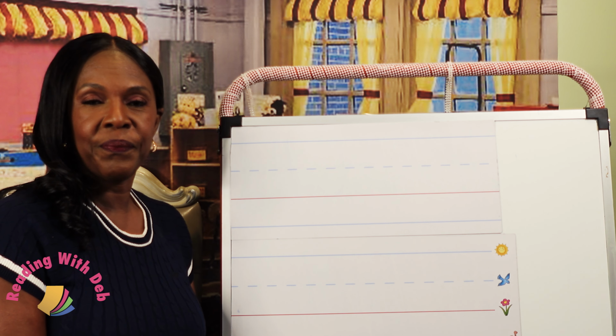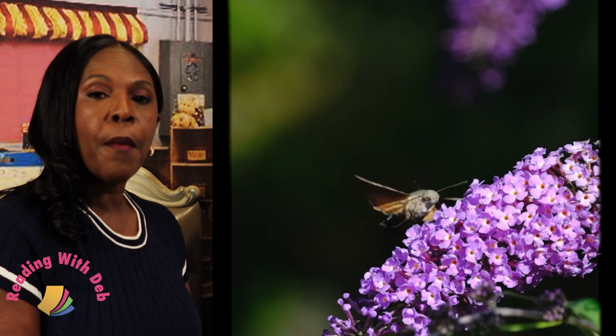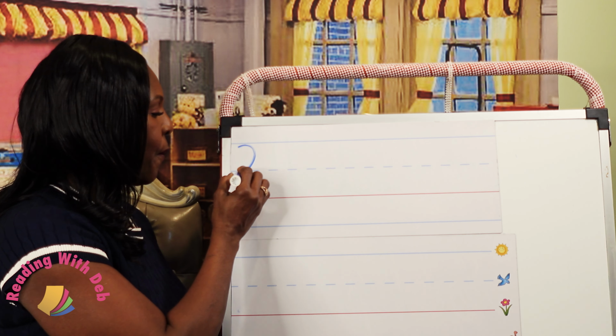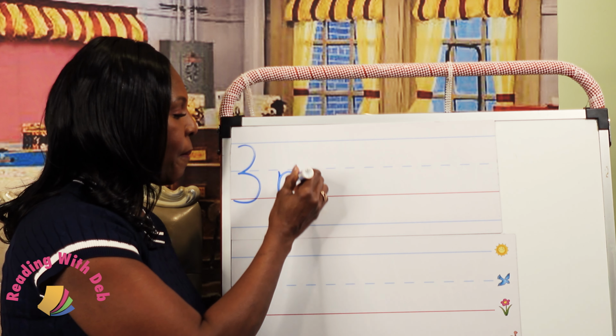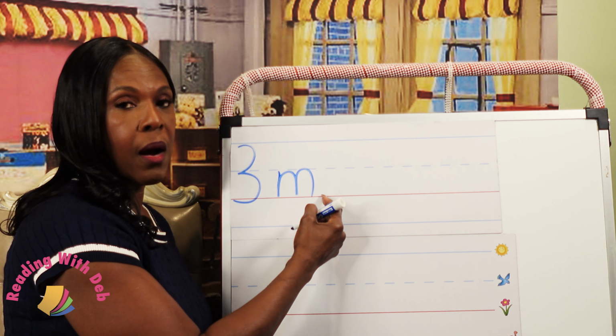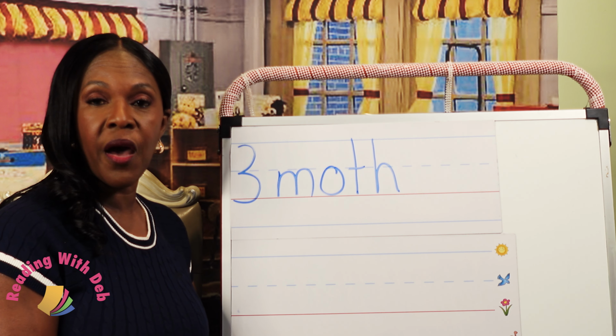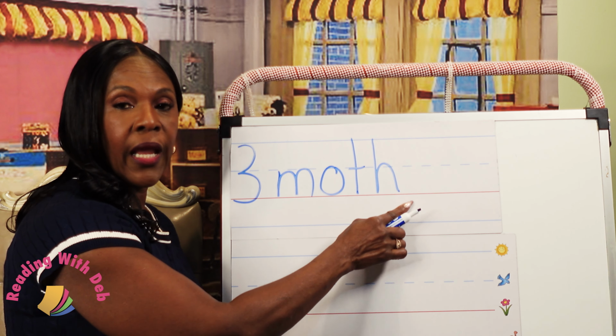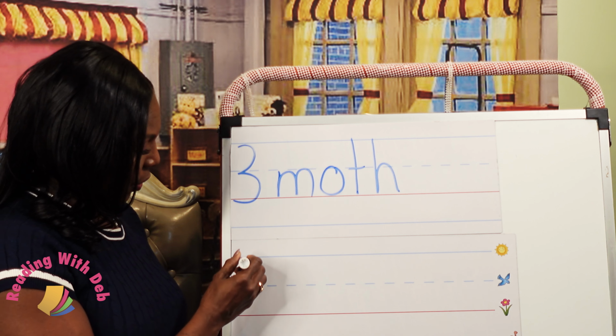Number 3. The word is moth. Moth. The moth flew around in the garden. I hear that's M. O. Moth. TH. How do we spell moth? MOTH. Moth.